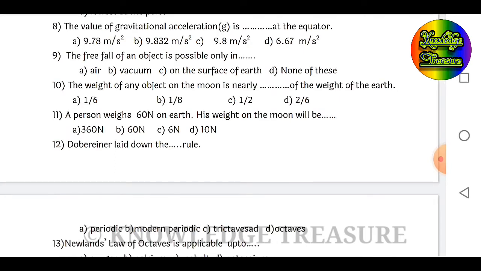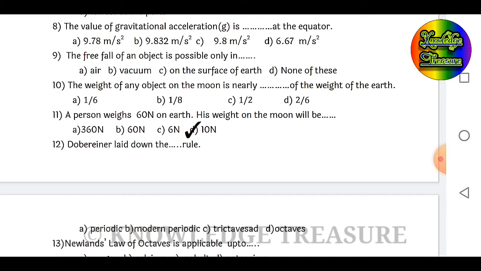11. A person weighs 60 Newton on earth. His weight on the moon will be dash. A. 360 Newton. B. 60 Newton. C. 6 Newton. D. 10 Newton. The correct answer is 10 Newton.